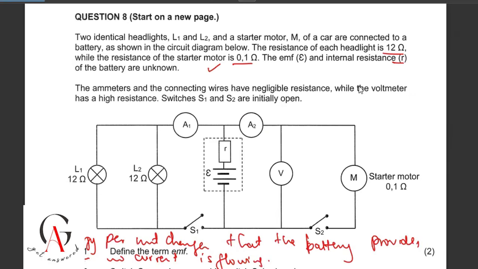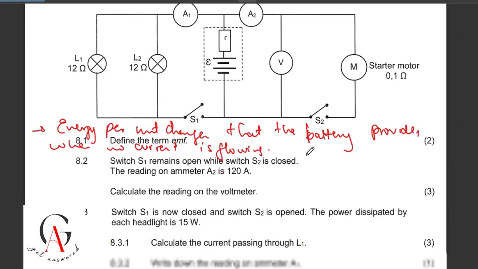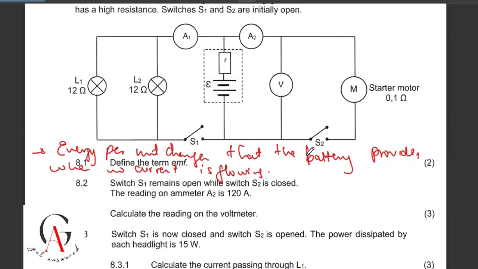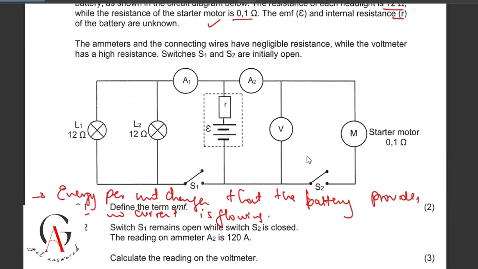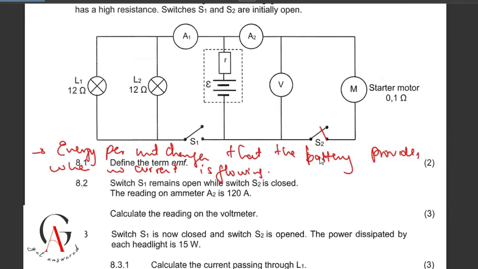current across the battery. Okay, and then if S1 remains open and we close S2, meaning that current is just going to be passing through the starter motor without passing through the lights. If the reading of the ammeter is 120 amps, can we calculate the voltmeter reading?